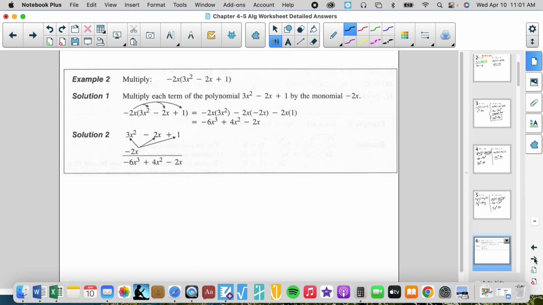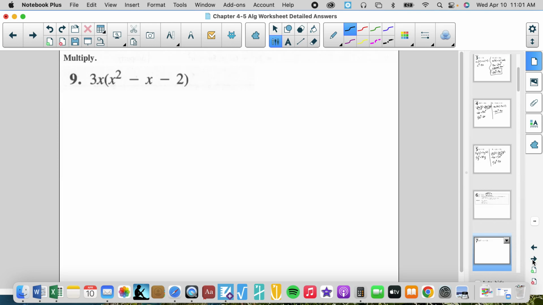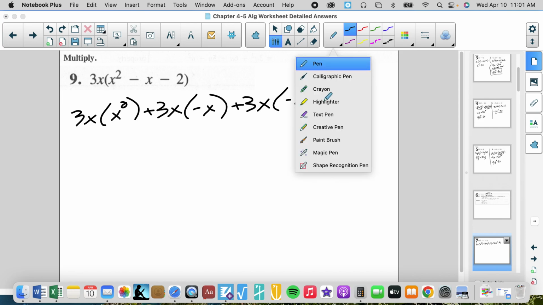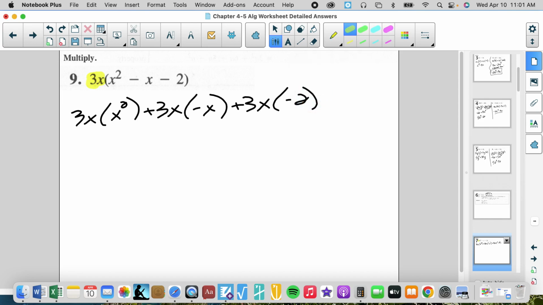All right, now we have 3 terms. So nothing different. You're just going to distribute it instead of 2 terms, 3 terms. This is a trinomial, so we will distribute it 3 times. We have 3x times x squared plus 3x times negative x plus 3x times negative 2. We are distributing that 3x. We see the 3x that is being distributed to each of the terms. That's the first term. This is the second term.